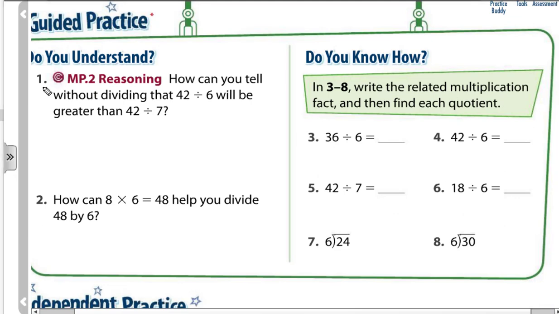In the first question here, question number one, how can you tell without dividing that 42 divided by 6 will be greater than 42 divided by 7 without dividing? Oh, without dividing? How can we do that? Okay, if anyone knows, just tell me your name.